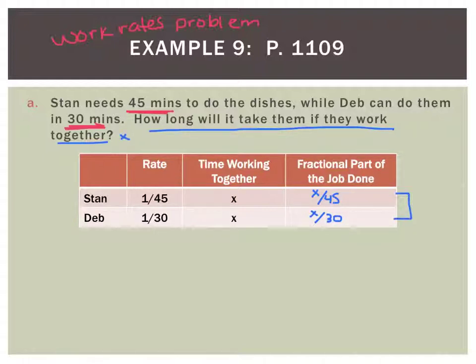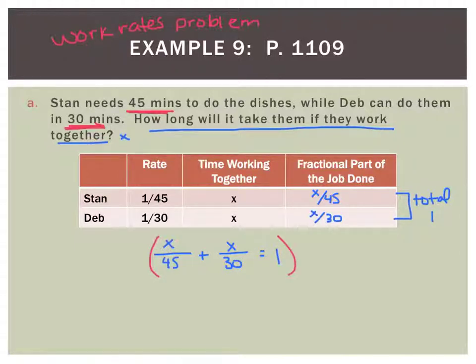And then this always totals to one job complete. Always. It's not like the other one where you have to read it really carefully to see how the times are related. On this one, you're always going to end up with one job complete. So I'm going to take X over 45 plus X over 30 equals one complete job.